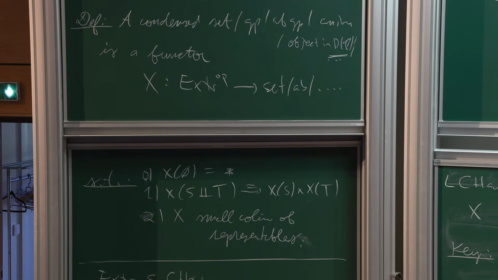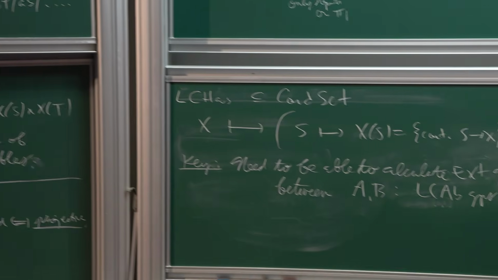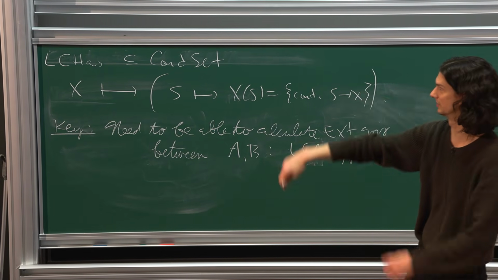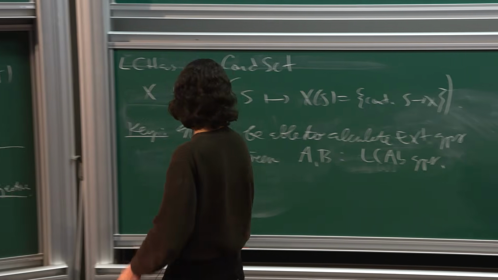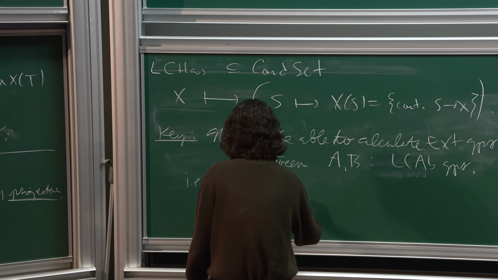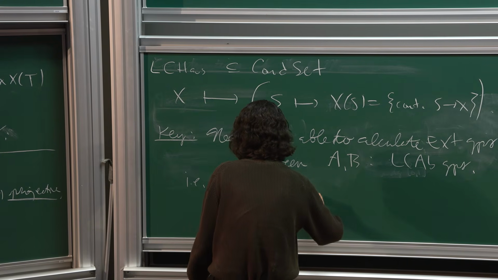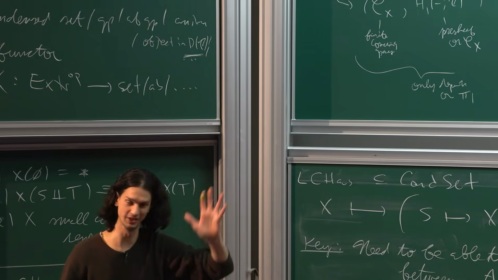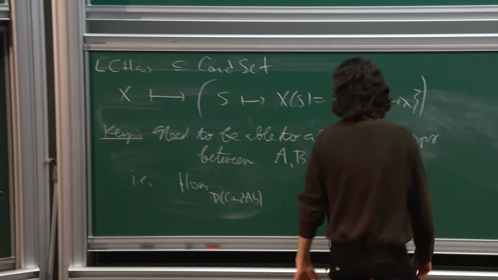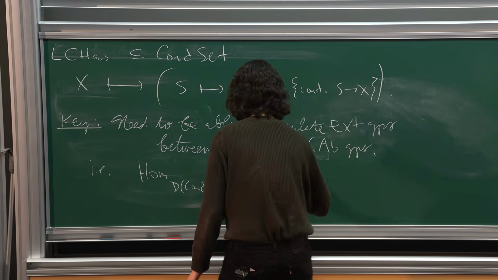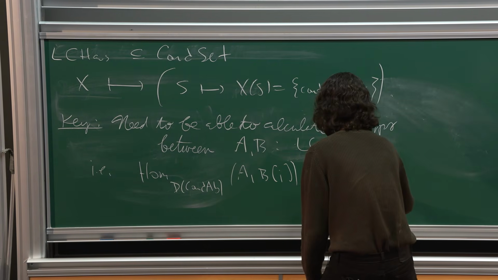All right. So the key is that we need to be able to calculate Ext groups between locally compact abelian groups in this world here. So formally, Homs in the derived category of condensed abelian groups, which I just mean the thing where you take D of Z here. That's my definition of this derived category. From A to B, I'll just call this Ext^i.